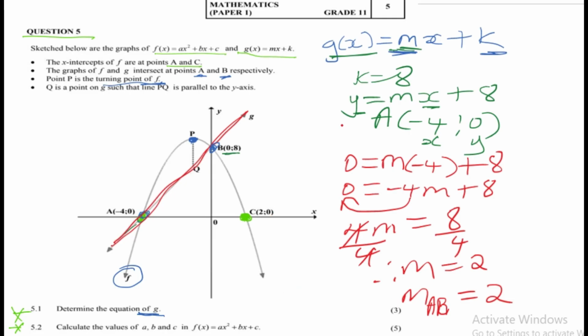So the function that we are having now will be g of x is equal to mx plus k. What is our m? It's 2. So we have got 2x plus k. So that will be plus 8. Now, all right, let us go to 5.2. 5.2 says, determine the value of a, b, and c in the form of f of x is equal to ax squared plus bx plus c.